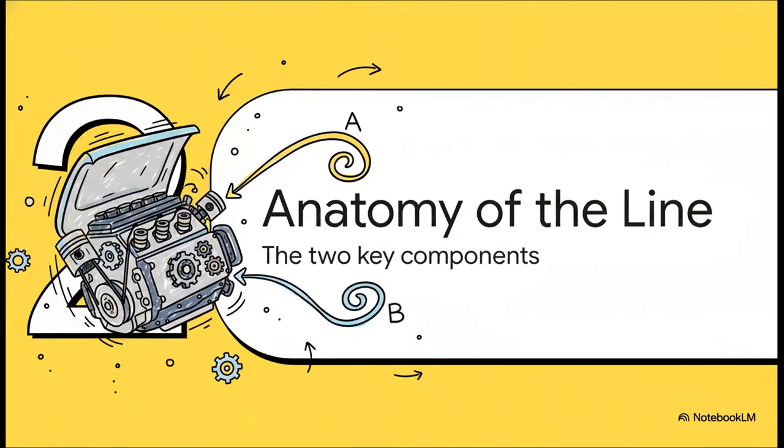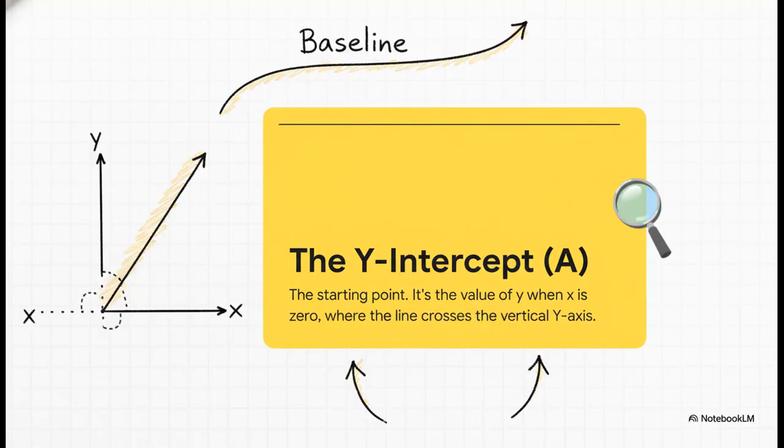So let's pop the hood and take a look at those two numbers, a and b. They are the absolute secret sauce that makes this entire thing work. First up, we've got a, the y-intercept. Think of this as your baseline, your starting point. If our predictor x was 0, this is where our line would start on that vertical axis. It basically sets the stage for all our predictions.